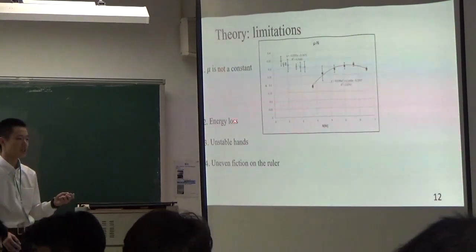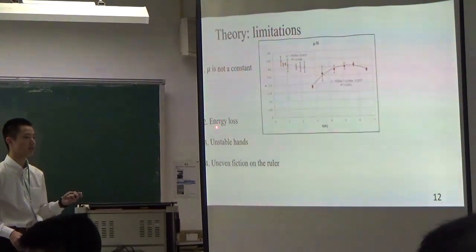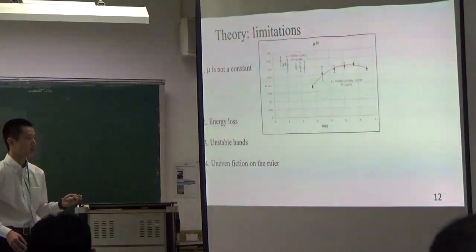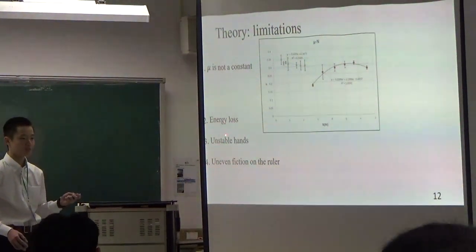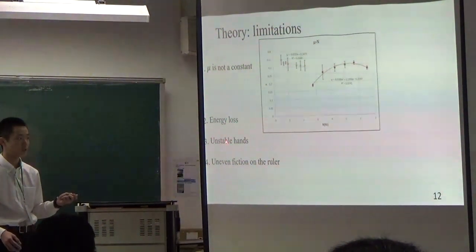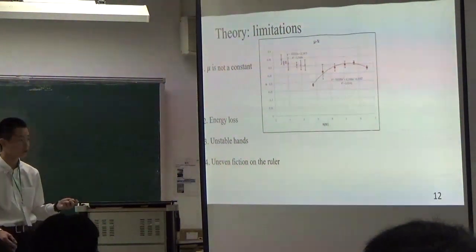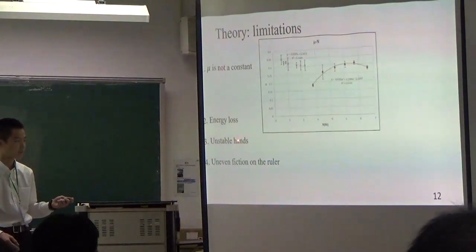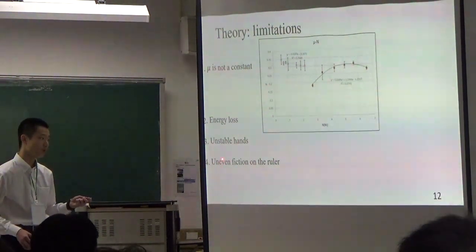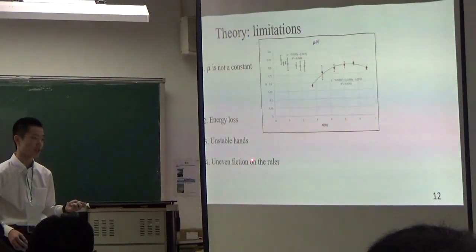The second limitation is that we didn't consider energy loss in our theory. The first source of error is that I use my hand to apply force in the experiment, and my hand cannot apply a quasi-static force, so that may cause some errors. The final one is the uneven friction on the ruler.